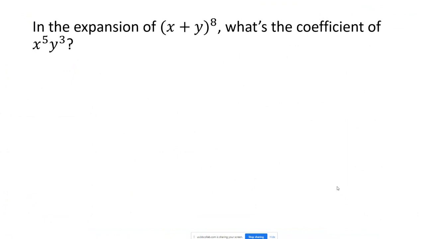One more problem, sort of relating probability to algebra. In the expansion of x plus y to the 8th, so we're going to multiply out x plus y times x plus y 8 times. What's the coefficient of x to the 5th times y to the 3rd? So let's think about how this is going to happen.